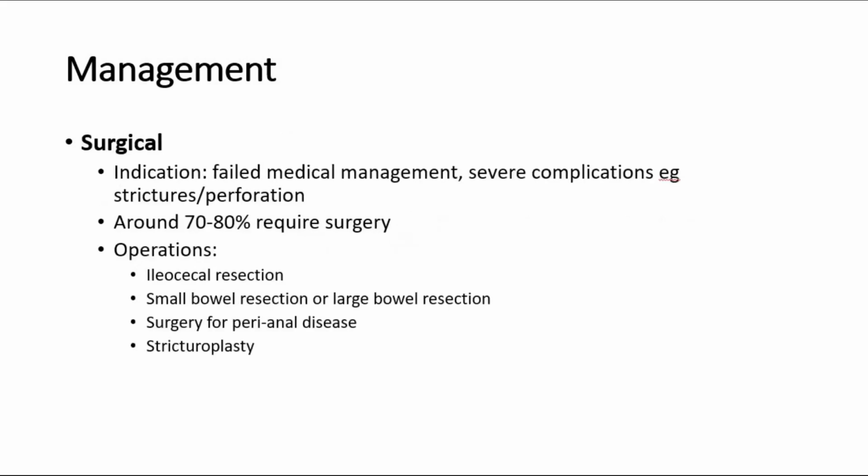Around 70 to 80% of Crohn's patients require surgery at some point in their lifetime. Surgical intervention is indicated in those with failed medical management or severe complications, such as strictures or perforation. Operations that are commonly required in patients with Crohn's disease include ileocecal resection, which is the removal of terminal ileum and cecum, with primary anastomosis. Small bowel resection or large bowel resection. Surgery for perianal disease, such as abscess drainage. And stricturoplasty, which is the division of a stricture that is causing bowel obstruction.